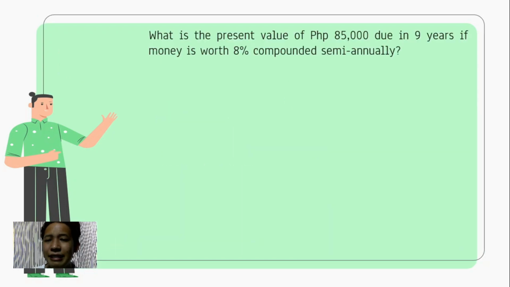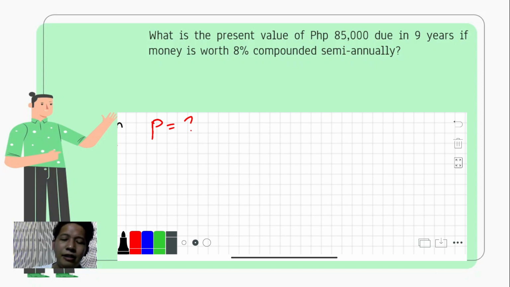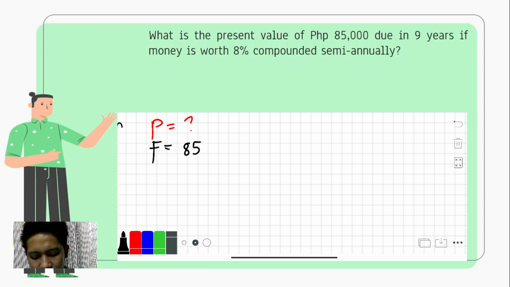Okay, so what is the present value of 85,000 pesos due in 9 years if money is worth 8% compounded semi-annually? Okay, so sa problem, we are looking for the present value. Given that the present value of 85,000 pesos due in 9 years. So after 9 years daw, meron kang 85,000. So that would be our future value or the maturity value, which is 85,000.